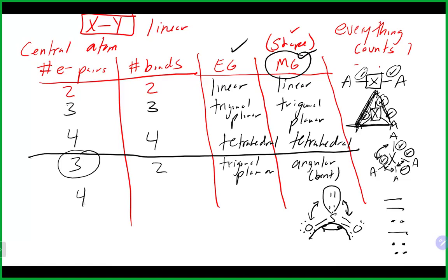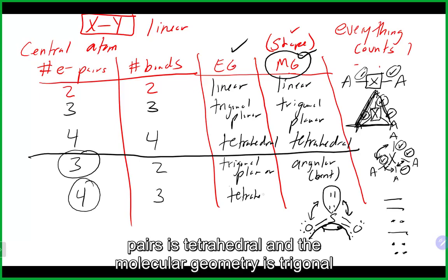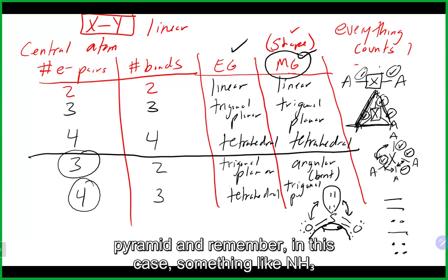We finished there with 4 electron pairs and 3 bonds. Again, 4 electron pairs is tetrahedral, and the molecular geometry is trigonal pyramid.